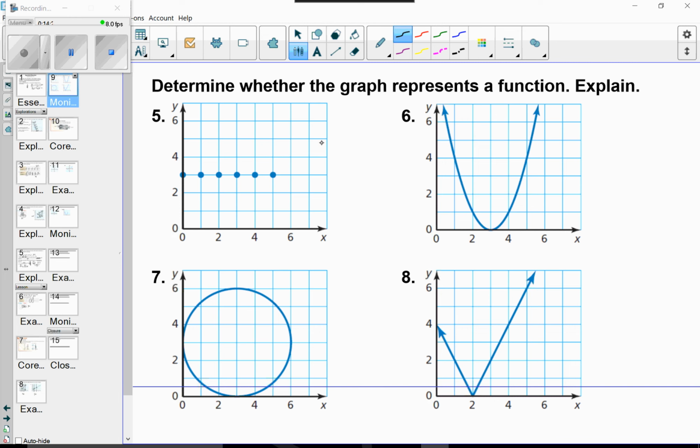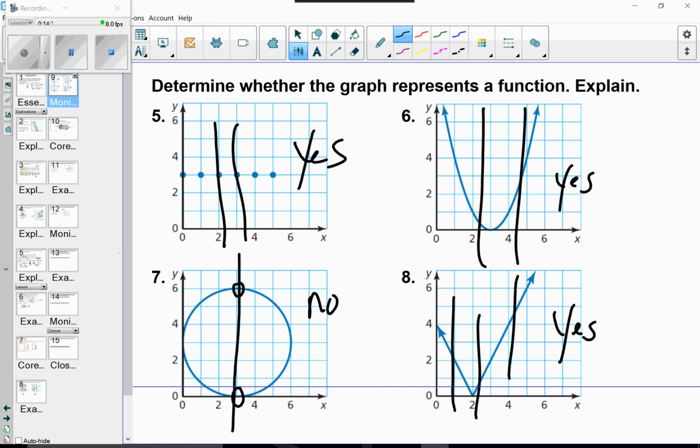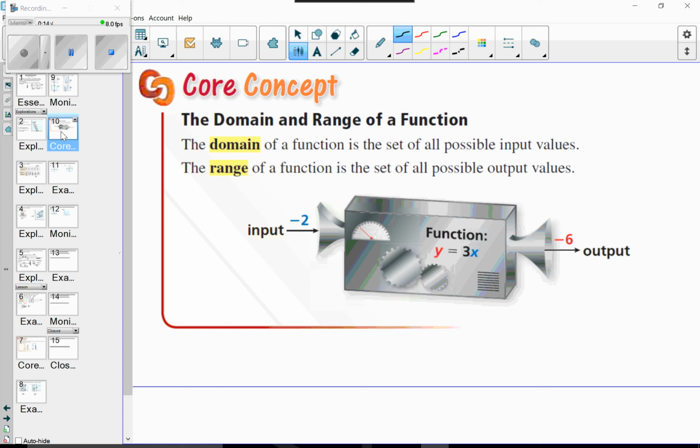Okay, number 5 is yes, touches once. 6 is yes, it only touches once. 7 is no, that will touch twice, that's a no. And then this one is a yes, it will only touch the graph once. That one would be a yes. So we got a yes, yes, no, yes, yes, yes, no, yes. So hopefully you got those correct. 3 of them did pass the vertical line test.